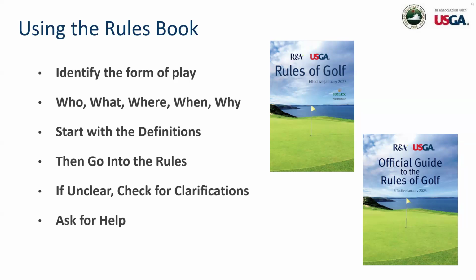Then if that is still unclear from the rule, I can check for interpretations or clarifications. You should be able to make any ruling from the rules alone, but there are plenty of instances where the rules are subject to interpretation, and the interpretations have been provided to guide you towards the intended meaning. For example, the definition of improve means to alter one of the conditions affecting the stroke or conditions affecting play so that the player gains a potential advantage for a stroke.